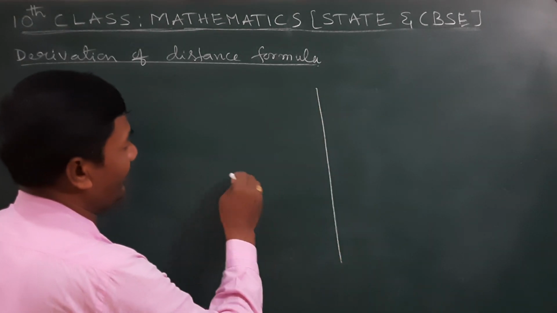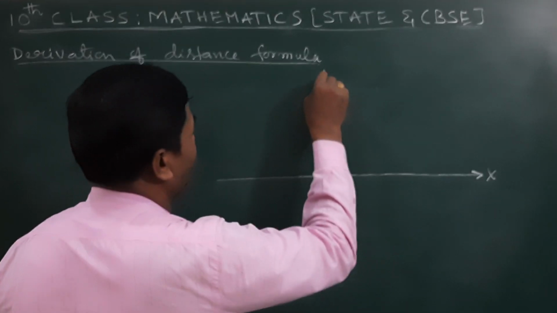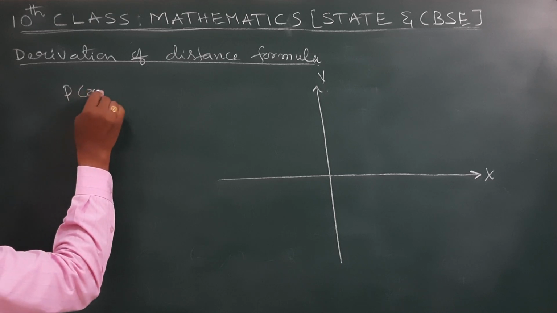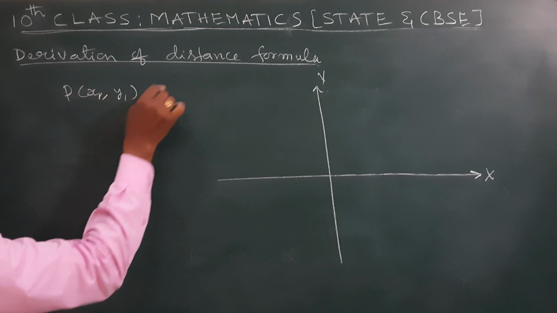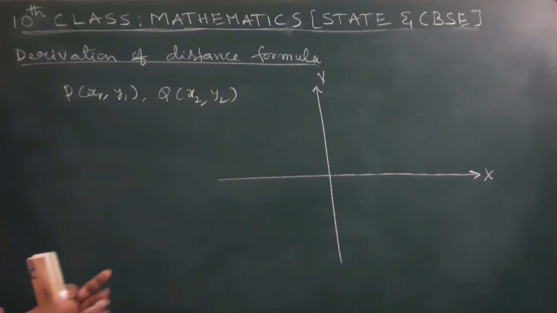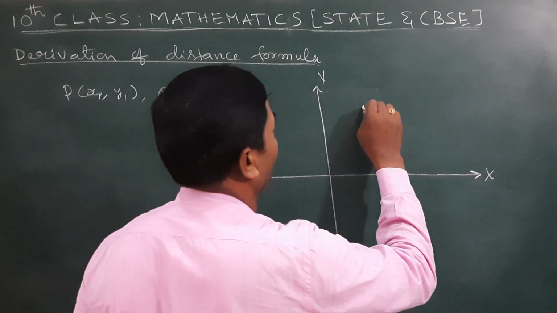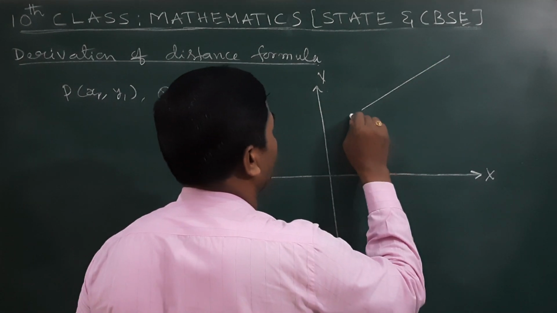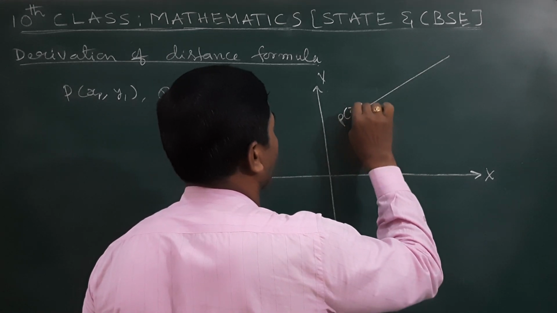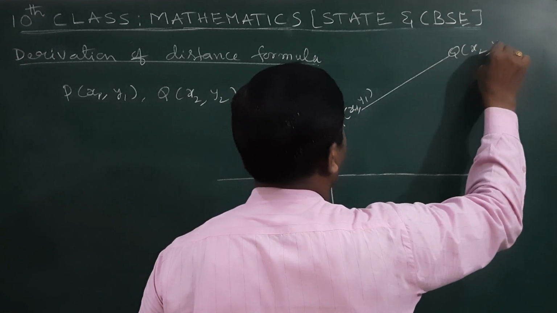This is the y-axis, this is the x-axis, this is x and this is y. Suppose P is (x1, y1) and Q is (x2, y2). P is one point and Q is another point. How can we find the distance between P and Q? First of all, we draw the line. This is P (x1, y1), and Q (x2, y2).